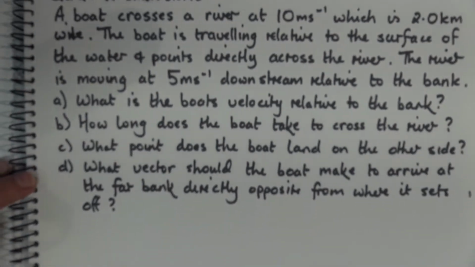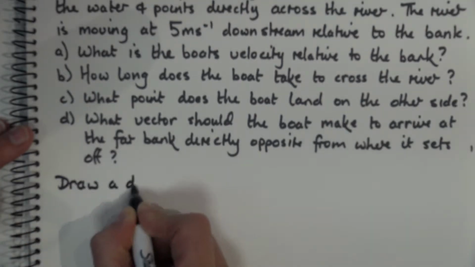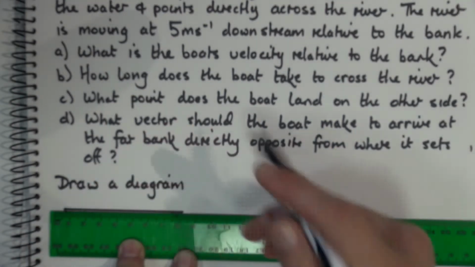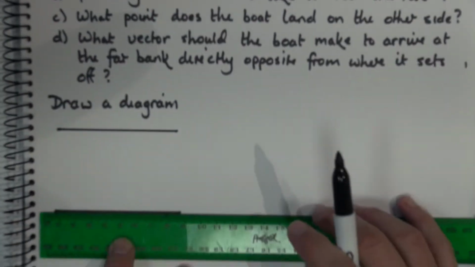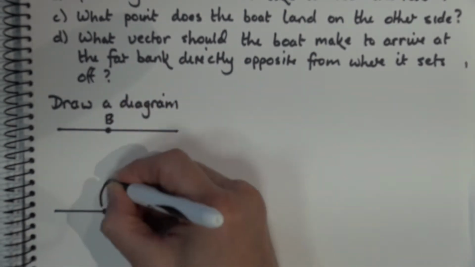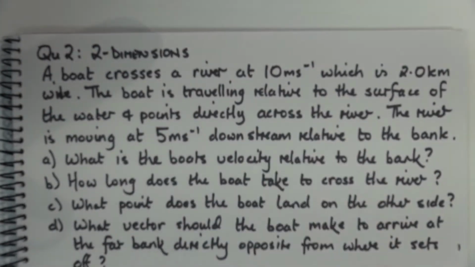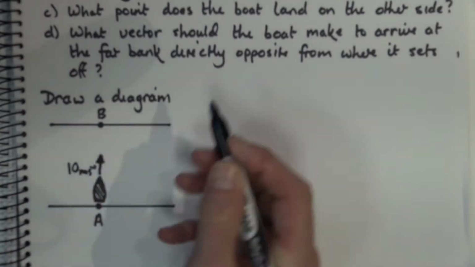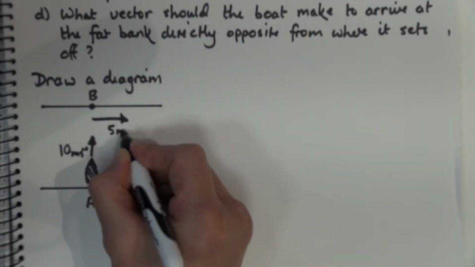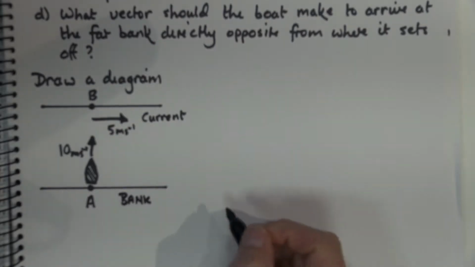So we're going to be looking at A, what's the boat's velocity relative to the bank. To help us, we need to draw a diagram first. Very quickly, we'll put down a diagram. Here are the 2 banks. I'm going to label point A and point B directly opposite, and here's my boat. I know the boat is travelling at 10 meters per second, so I write that down. I know that the current is travelling at 5 meters per second downstream. I'm going to say going from left to right is downstream, and this is the bank here.